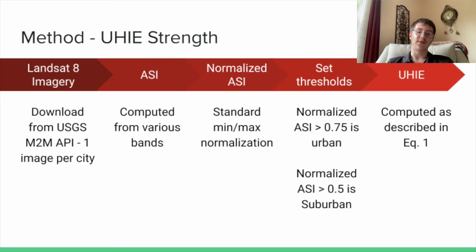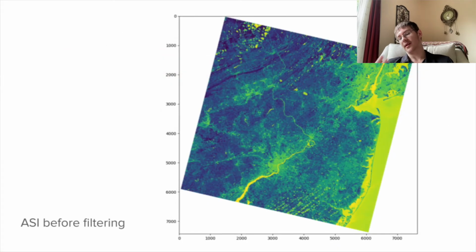Our data flow was thus as follows. We would first retrieve the Landsat 8 imagery from the USGS machine-to-machine API. We then isolated the urban and suburban pixels in the image using the Artificial Surface Index, or ASI, as defined by Zhao and Zhu. We normalized the ASI to correct for atmospheric distortion. We then set thresholds for that normalized ASI that help identify the urban and suburban pixels. And we are then able to compute the urban heat island effect, since we now know which pixels are urban and which pixels are suburban, so we can compute the average land surface temperature for each of those, as described in equation 1.